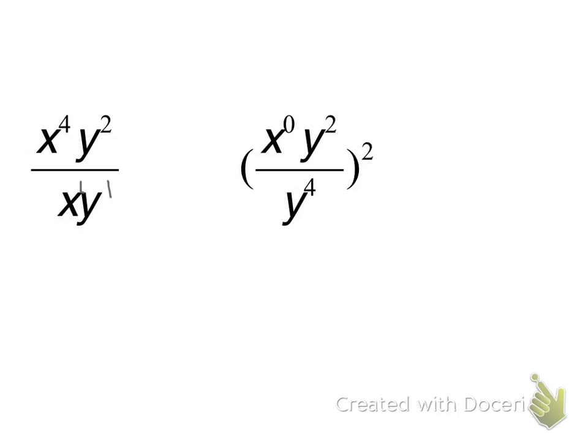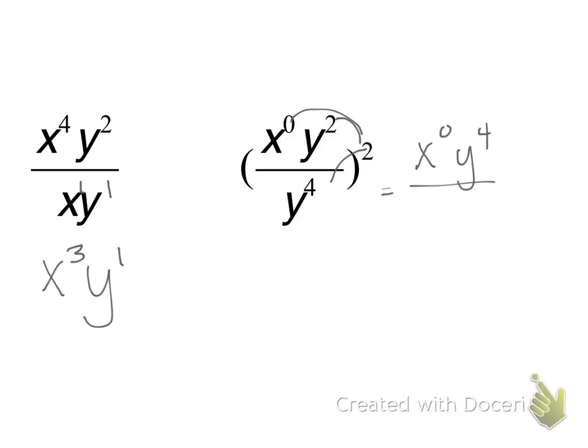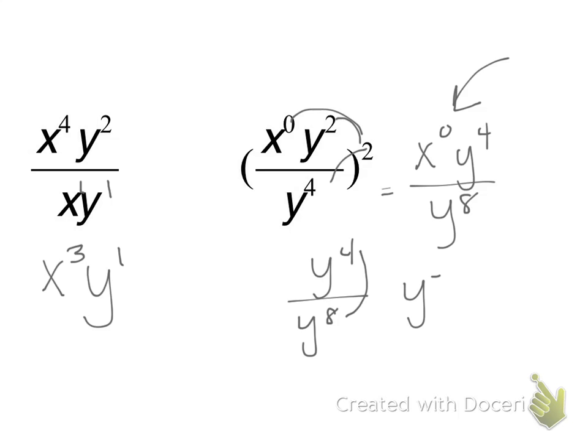So 4 minus 1 gets me x cubed. 2 minus 1 gets me y to the 1. Okay, I can distribute this 2. So I'm going to get x to the 0, y, 2 times 2 is 4, 4 times 2 is 8. Well, anything to the 0 power is 1, so now I got y to the 4th over y to the 8th. 4 minus 8 gets me negative 4, but I got to drop it because it's a negative exponent. So I got 1 over y to the 4th.